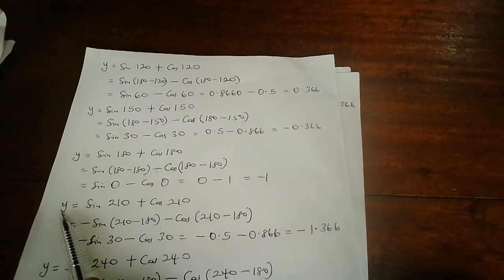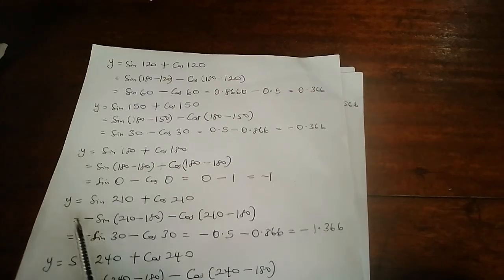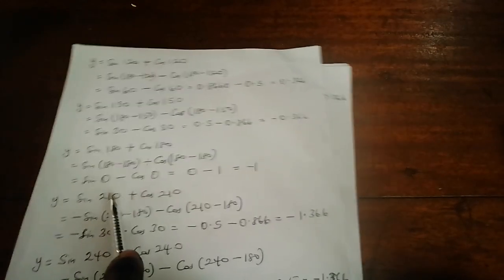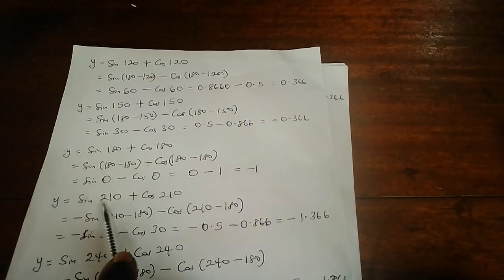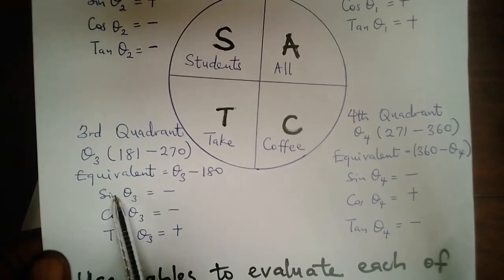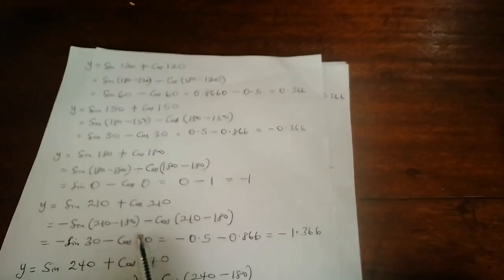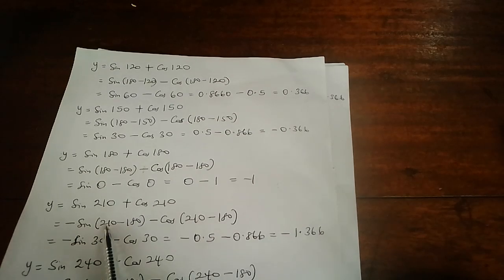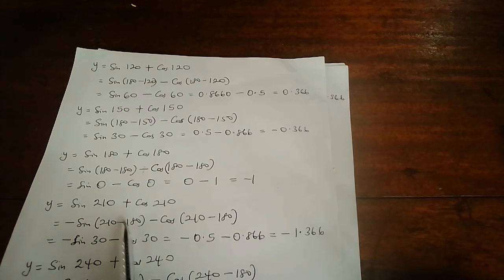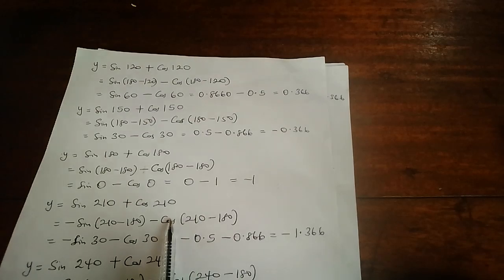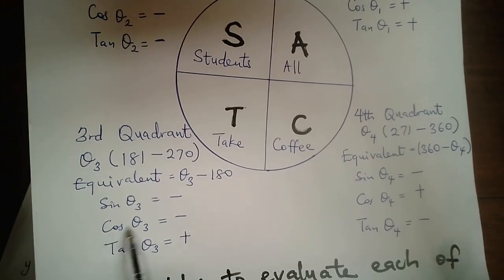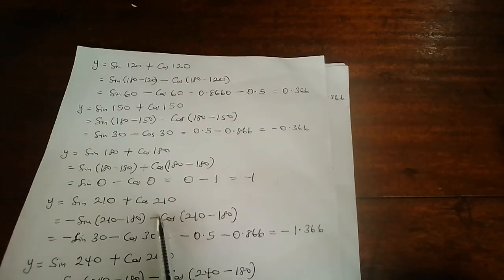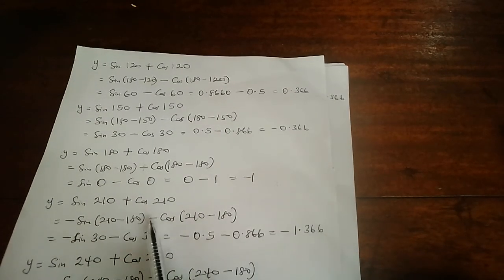Then when x is equal to 210, substitute in the equation, you have sin 210 plus cos 210. 210 is now in the third quadrant. In the third quadrant, you realize that sine is what? Negative. So you are having minus sine. Then you look for the equivalence of 210 in the first quadrant, which is 210 minus 180, which is 30. Then in the third quadrant also, you realize our cos is negative. So that means minus times plus will give us minus.